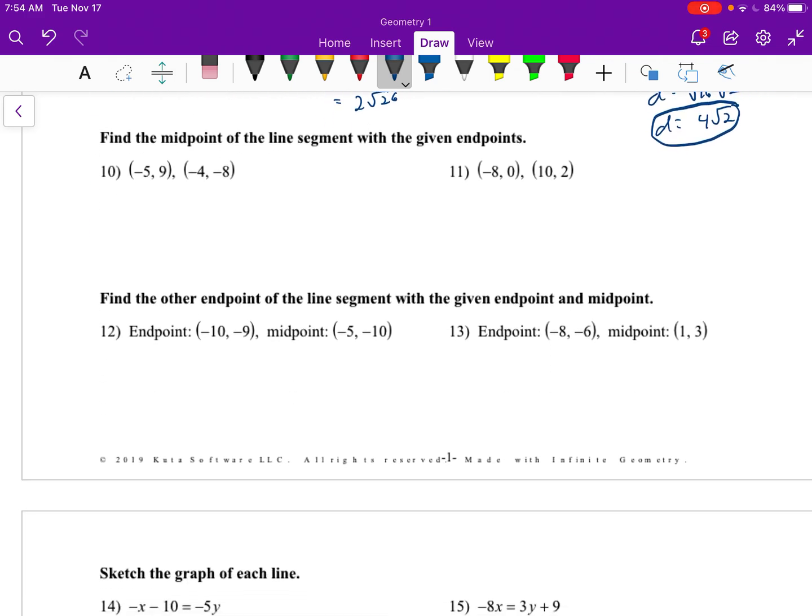Find the midpoint of the line segment with the given endpoints. That's simply using the midpoint formula. I'll write it again here. Remember, that is the average of the x's over 2, and the average of the y's over 2. So it's a point, so we're writing it as an ordered pair. And so this midpoint will be the average of the x's, so negative 5 plus negative 4 over 2, and then 9 plus negative 8 over 2. That's negative 9 over 2 and 1 over 2. And we actually can just leave it just like that. If you want to change negative 9 halves into a mixed number, you may. That's negative 4.5.